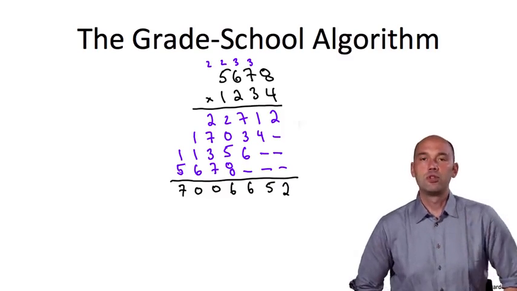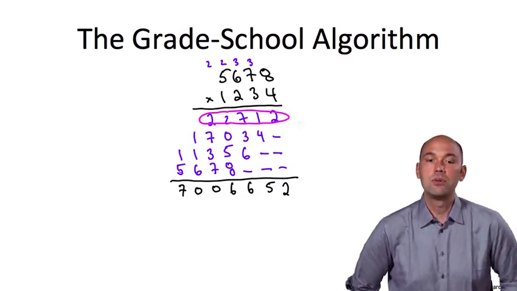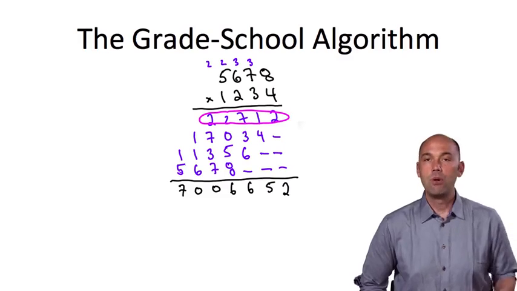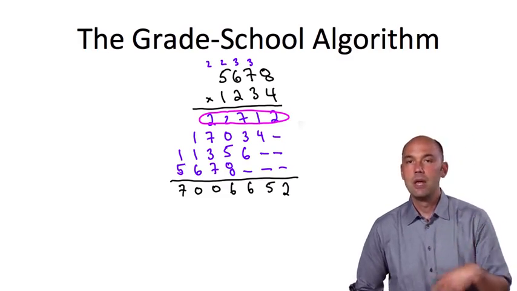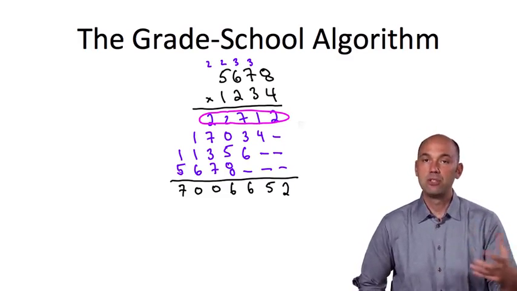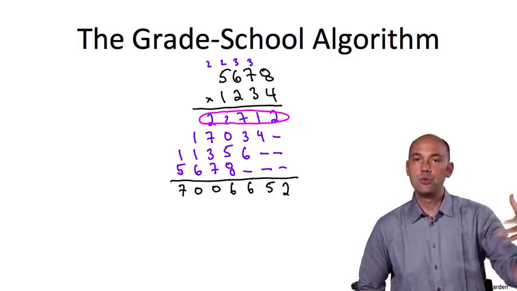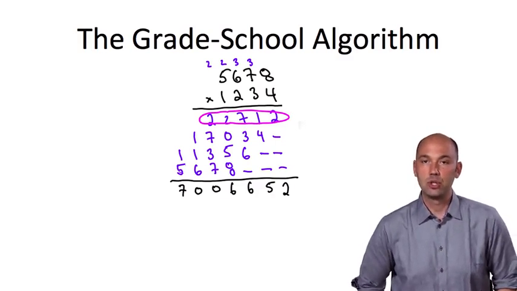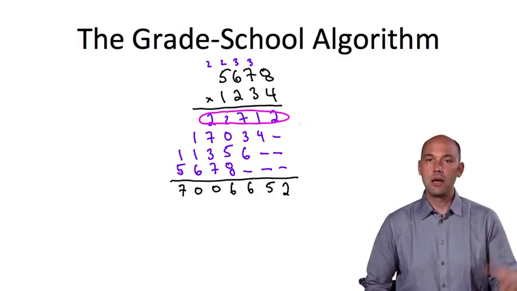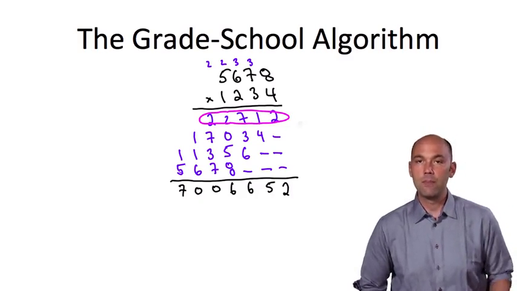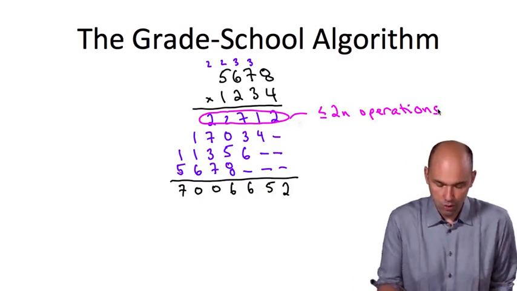Let's begin with the first partial product, the top row. How did we compute this number 22,712? Well, we multiplied 4 times each of the numbers 5, 6, 7, and 8. So that was 4 basic operations, 1 for each digit of the top number, plus we had to do these carries. So those were some extra additions. But in any case, this is at most twice the number of digits in the first number, at most 2n basic operations to form this first partial product.